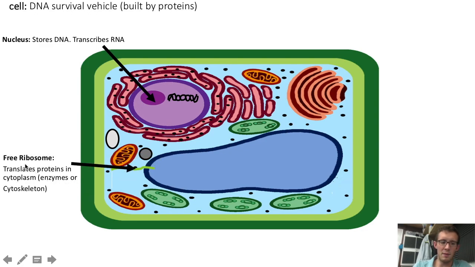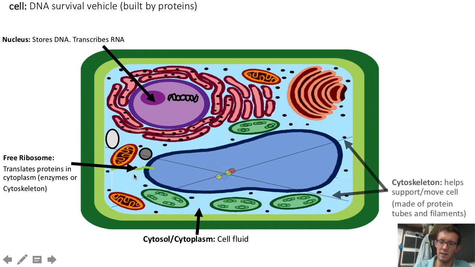Now, there's two types of ribosomes. There's ribosomes that are freely floating in the cytoplasm. And these ribosomes will translate proteins that get used in the cytoplasm. For instance, it's these free ribosomes that produce the cytoskeleton, which is just a structure of filaments and tubes that give the cell support and help it move.